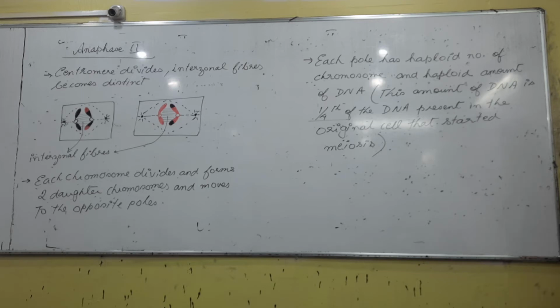Understood? So ultimately what was the aim of meiosis 2? The aim of meiosis 2 was to reduce the content of DNA, right? So what happened here? It got halved, so it got reduced. So ultimately the amount of DNA now is 1/4 of the original DNA.